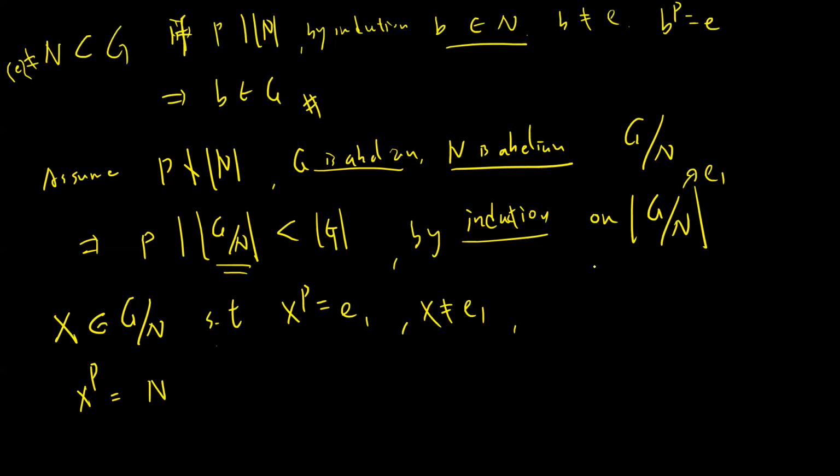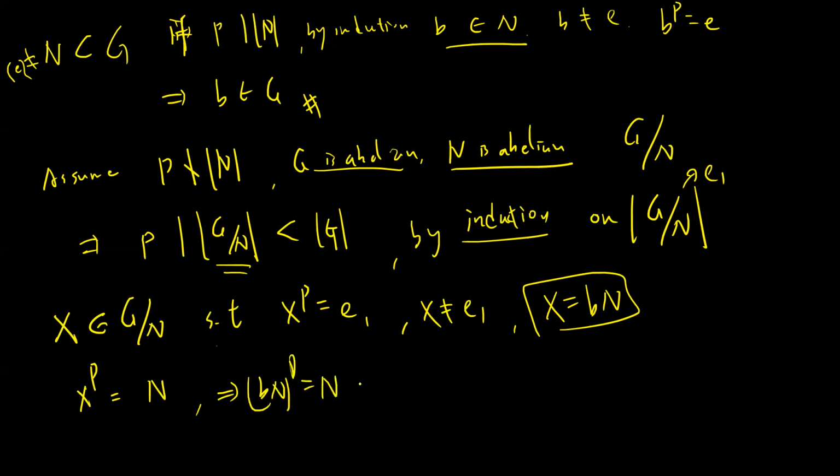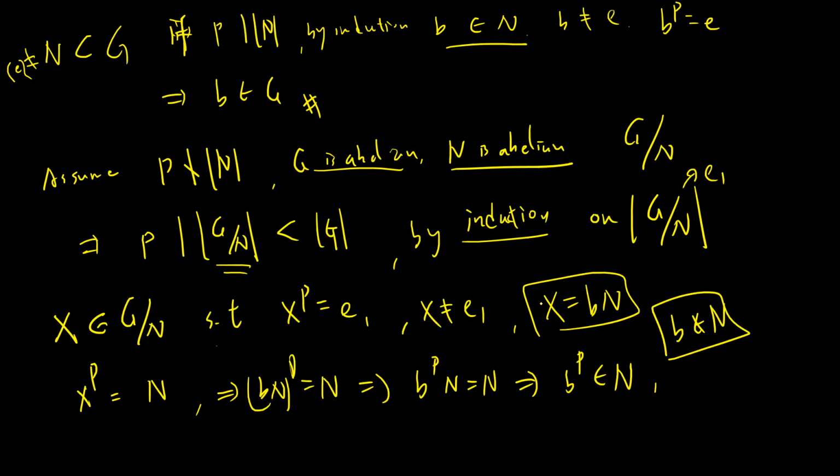So let's write X to be Bn, because an element in G quotient N can be represented as Bn. So I get Bn to the P equals N, which tells you that B to the P n will become N, and so B to the P will be N. And notice that B is not in N, because if B were in N, then X would be the identity. E1 is just N.